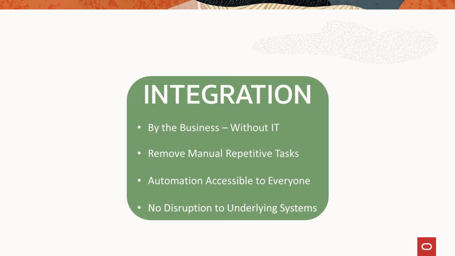Integration is fundamentally built by the business without requiring IT. So integration helps you remove manual repetitive tasks. It enables you to have automation available to everyone within the enterprise. And the integration layer essentially abstracts out the automation from within the underlying systems, which enables you to continue to have integration flows that are non-disruptive to your underlying systems. Even if there are changes undergoing, the abstraction that the integration layer provides enables you to decouple them and create flows that would not break when changes happen.